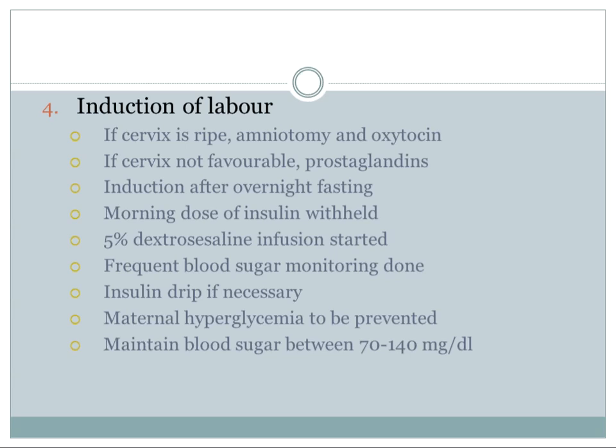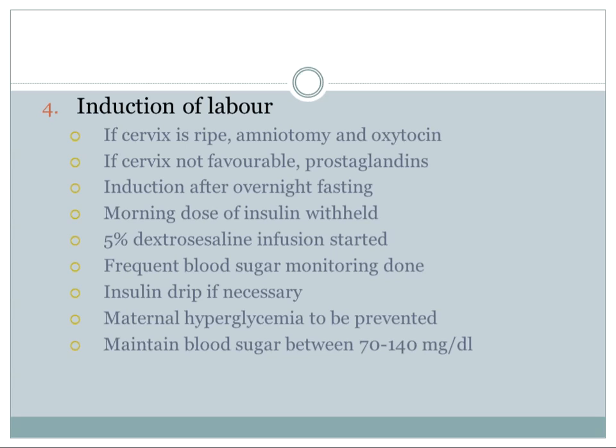Overnight fasting is there. In the morning, you withhold the dose of insulin, because you're not allowing the patient to eat anything. You give her a continuous drip infusion of 5% dextrose saline, and frequent blood glucose estimation should be done. Don't allow the blood glucose to go beyond 140 milligrams per 100 ml. If it goes beyond 140 milligrams per 100 ml, then you can add insulin to the drip itself. Then you allow the labor to progress.